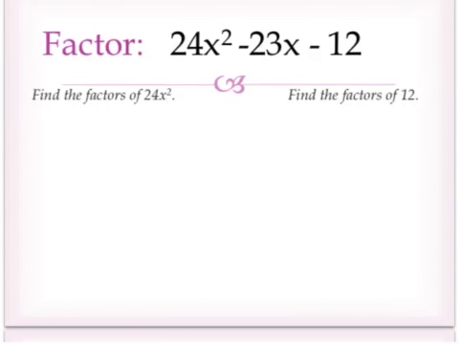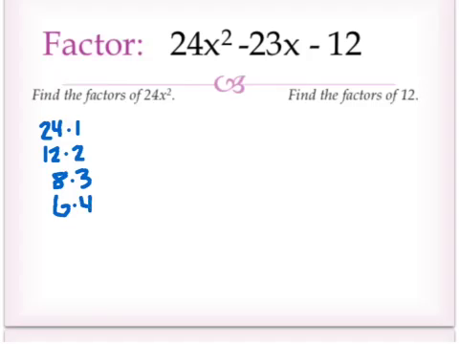Whoa, right? Really big numbers. So this time, it's going to be a little trickier, okay? So 24 has lots of factors, so let's go ahead and list the factors of 24. I've got 24 and 1, 12 and 2, 8 and 3, 6 and 4, and then that's it.